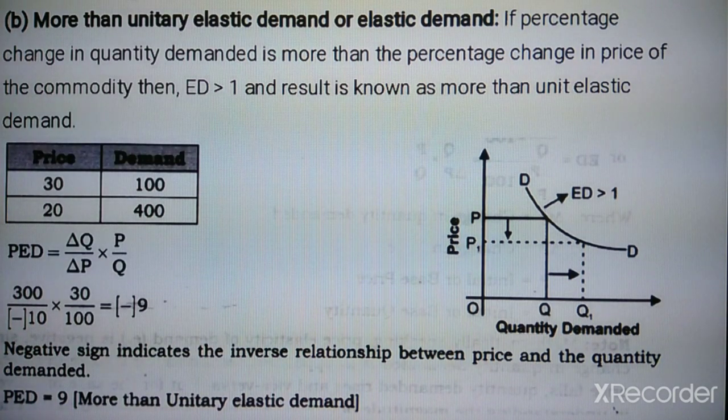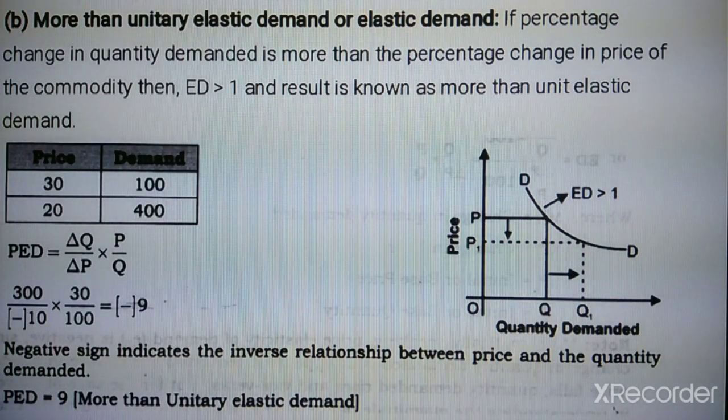If the percentage change in the quantity demanded is more than the percentage change in the price of the commodity, then price elasticity of demand is always greater than 1. This we call elastic demand. On the screen you can see when the price is 30, quantity demanded is 100. When the price goes down to 20, demand increases from 100 to 400.